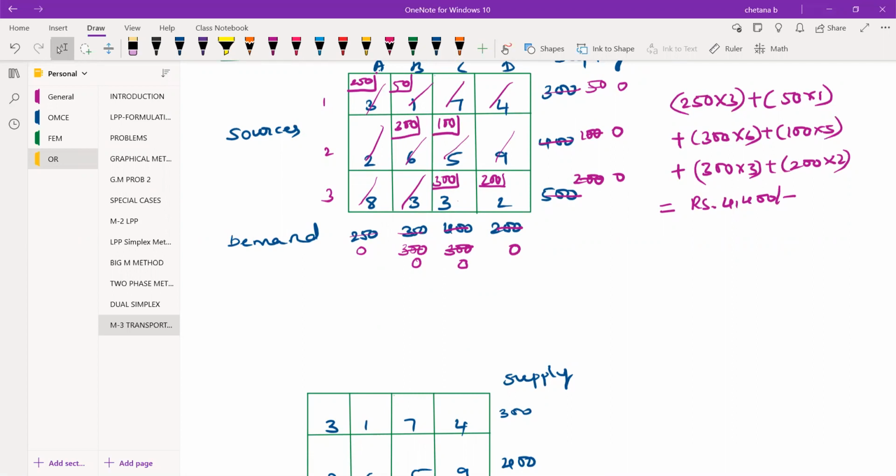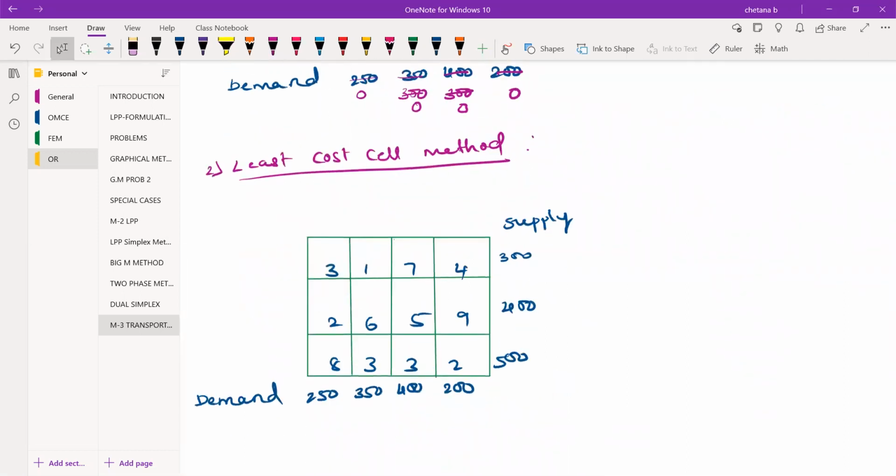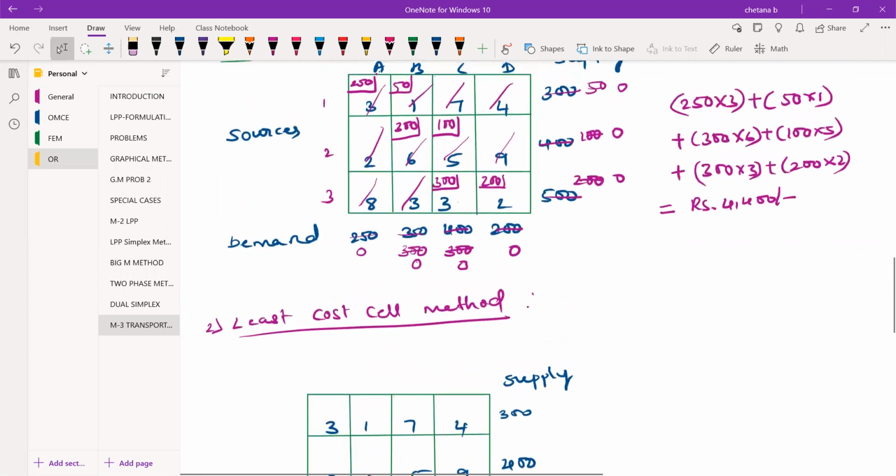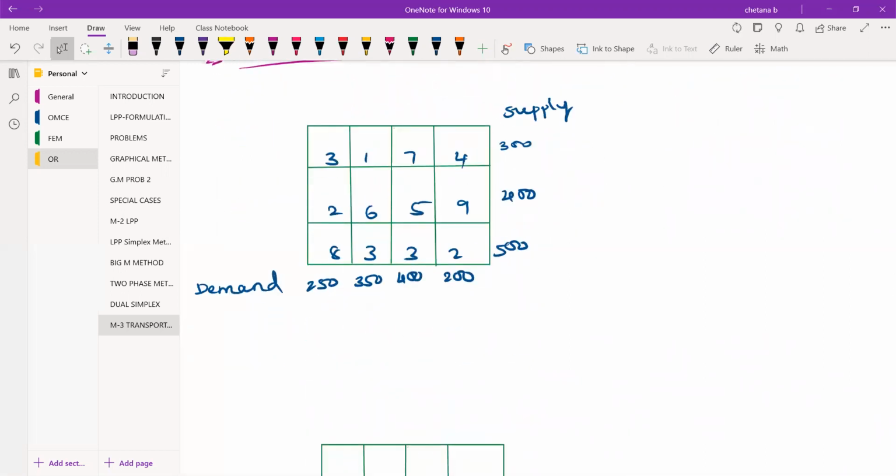So we have the second one, that is least cost cell method. Now in the least cost cell method, I'll take the same example. What we have considered here, the same costs, same supply value, same demand value. We have sources 1, 2, 3 and 4 destinations, namely A, B, C, D, and same costs.